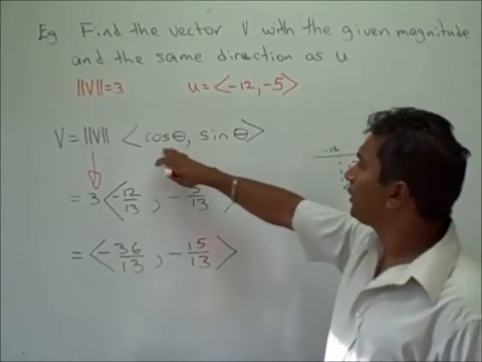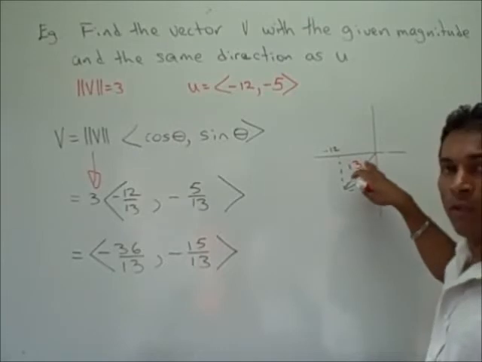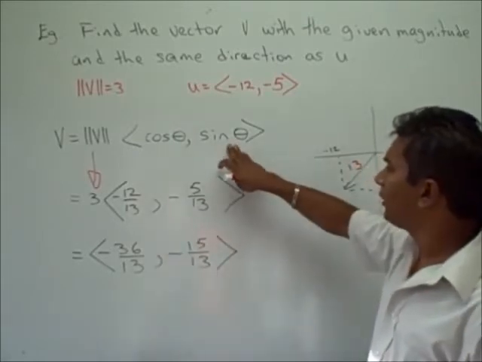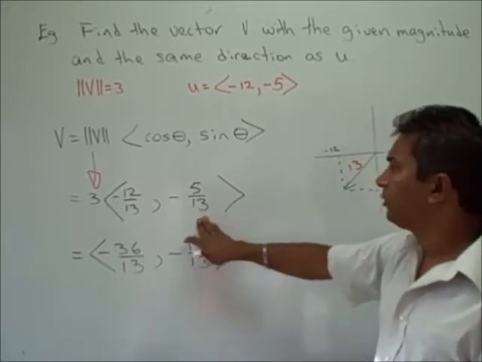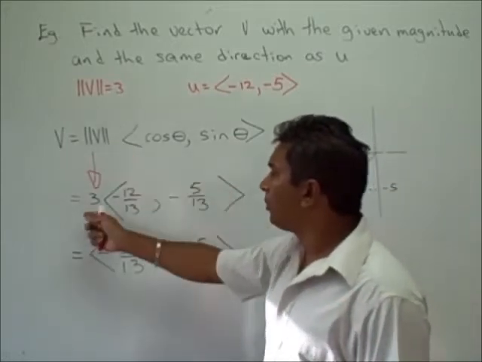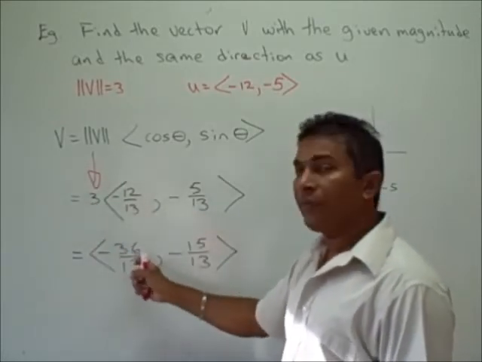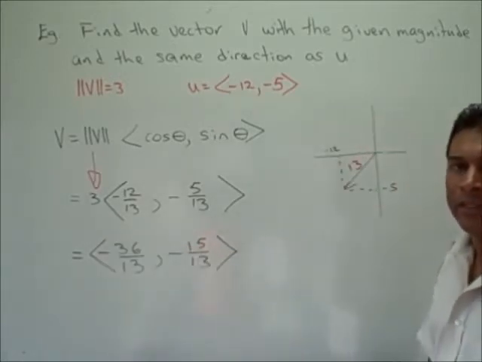Now we can find cosine theta. Cosine theta is equal to the adjacent, which is negative 12, over the hypotenuse, which is 13. And sine theta is negative 5 over 13. Now to find the vector, we multiply the scalar 3 times both of these. So this becomes negative 36 over 13 and negative 15 over 13.